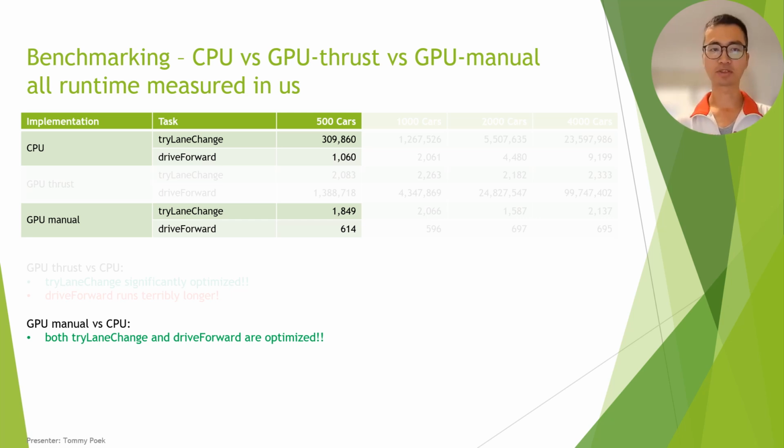Now there's good news. Both functions get optimized, and the optimization level is again a different level of magnitude. So I was quite happy here.